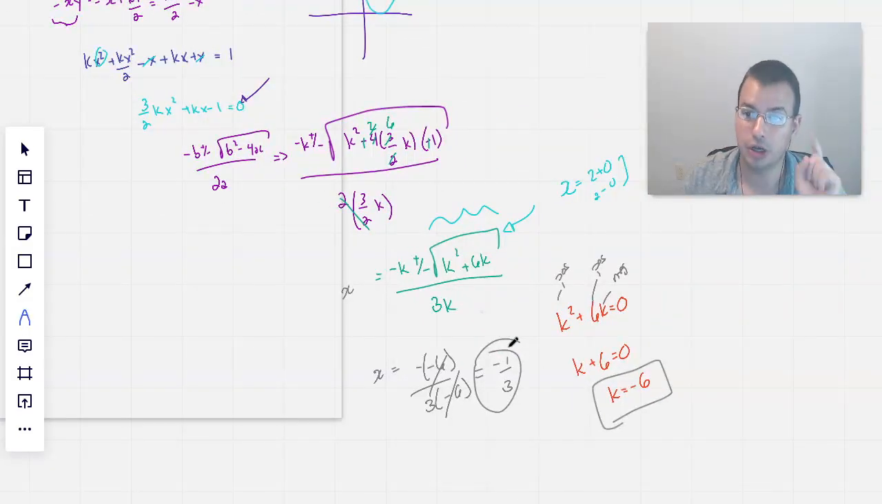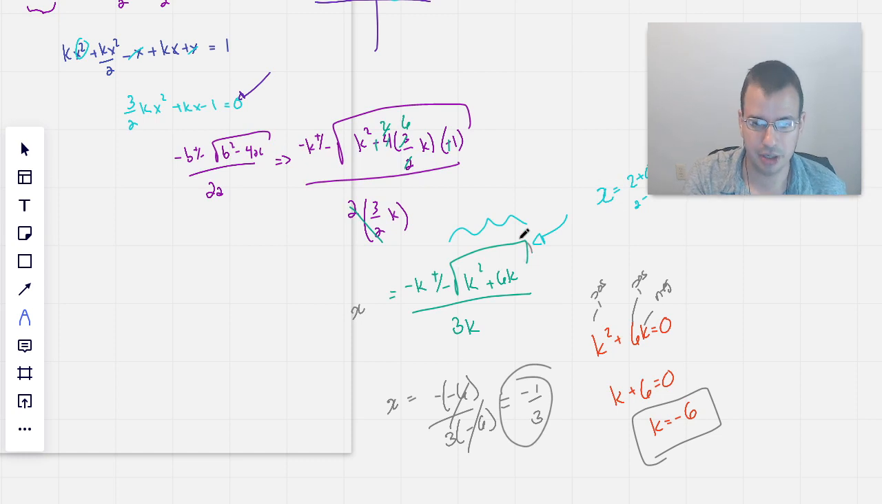Not a big deal. So key idea here, the determinant, which is this right there. When there's only one solution for a quadratic, that means that this determinant, this portion under the radical, under the square root, has to equal 0. That's how you solve this problem.